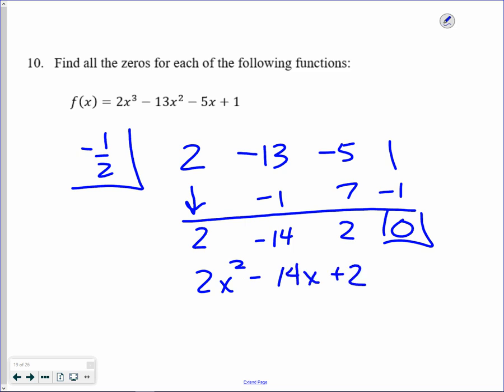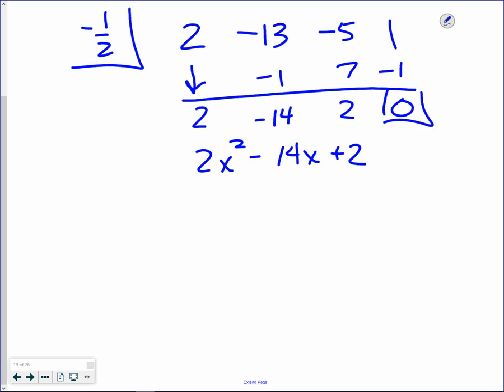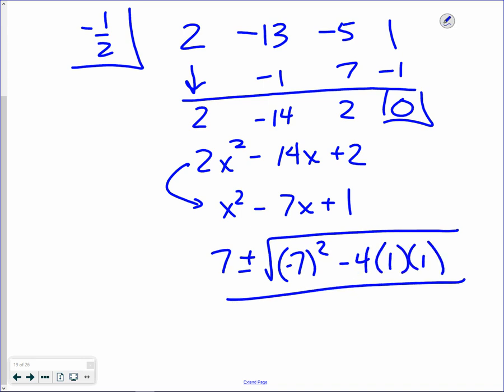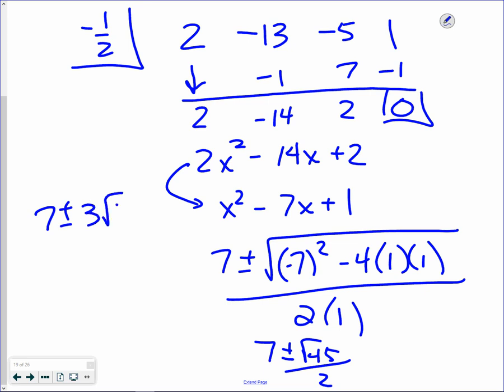So I have options here. Now, some people would say, go ahead and simplify it by dividing everything by 2. That's okay, you don't have to. But -b plus and minus the square root, b squared minus 4ac all over 2a. So I end up with 7 plus and minus the square root of 45 over 2, which reduces to be 7 plus or minus 3 square roots of 5 over 2.